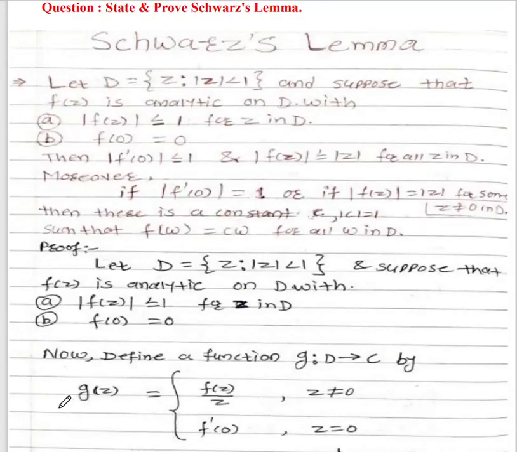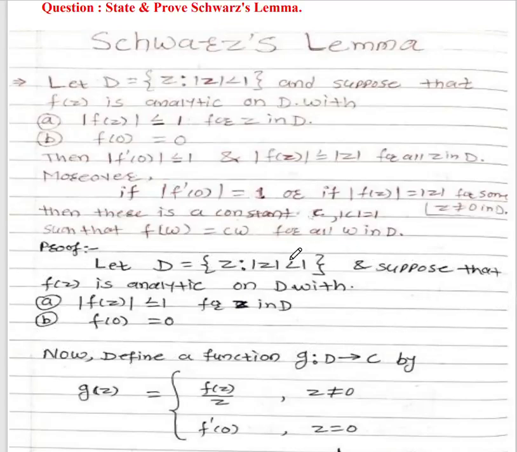So what is given? We are given: let D equal to the set of z such that mod z less than 1, and suppose that f of z is analytic on this set D with, first, mod f of z less than or equal to 1 for z in D, and second, f of 0 equal to 0. So these are the given things for this theorem.